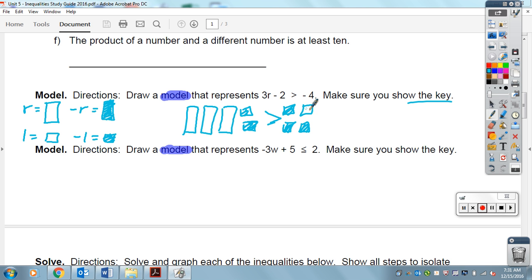Just like with equations, we put an equal sign. With an inequality, you could put that. Nothing really complicated. I know on the study guide, it kind of makes it look tilted because this side's heavier, so it's tilted. You don't have to do that.